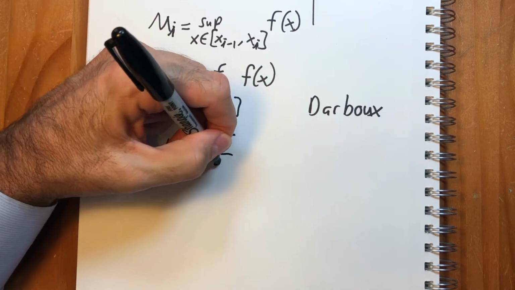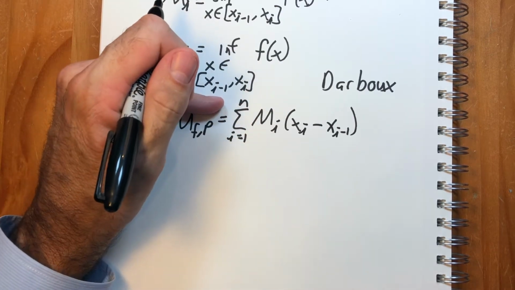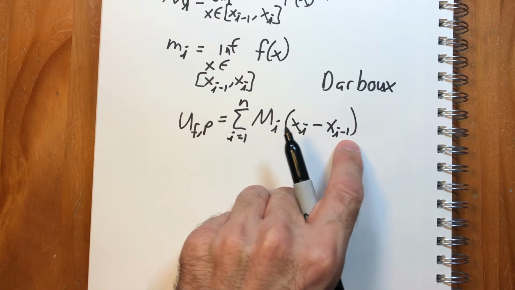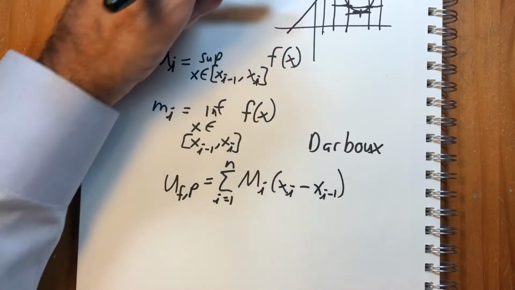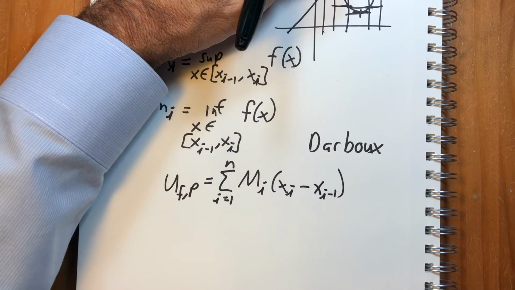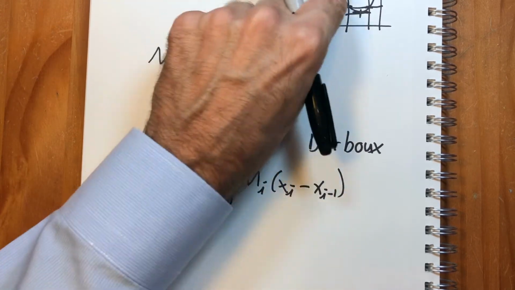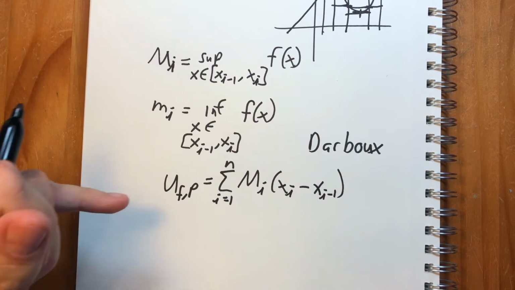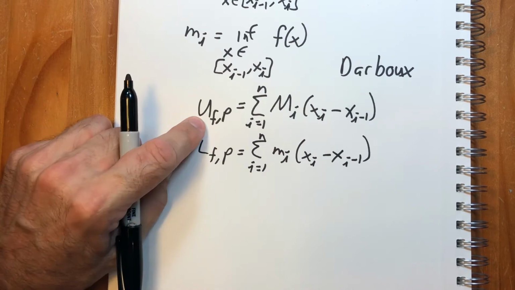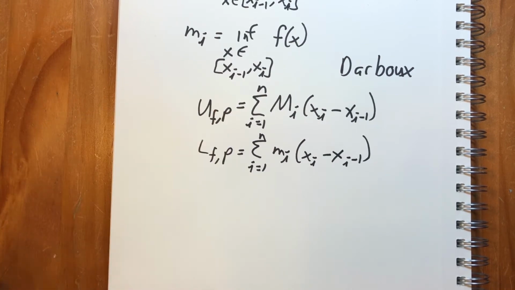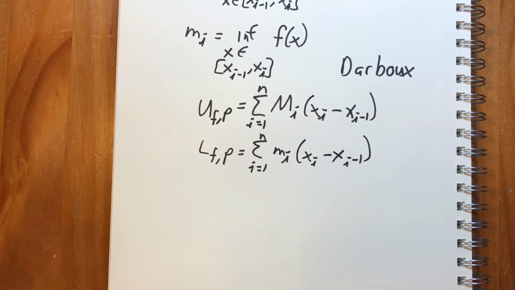So if we take the sum of the rectangles using the upper limits, we have the sum from i to n of capital M_i times the width of the partition, right? This is the maximum value inside one interval, and this is the width of the interval. So again, we're just taking the area of each rectangle and summing them up. This is the upper sum, and the lower sum is the same, where f is the function and P is the particular partition. This one is called the upper Darboux sum, and this one is called the lower Darboux sum.